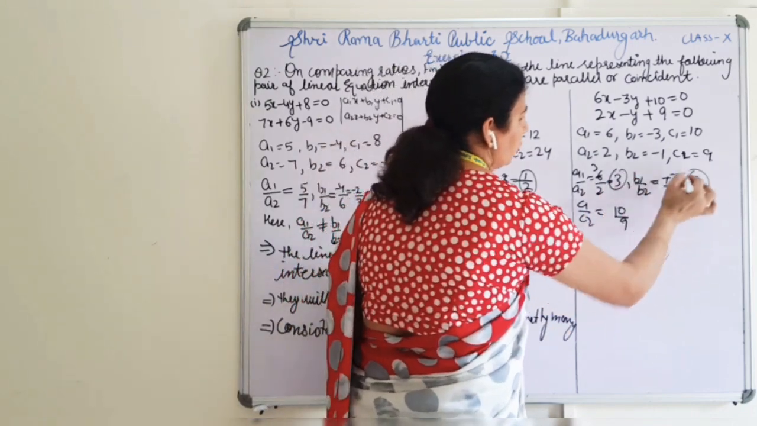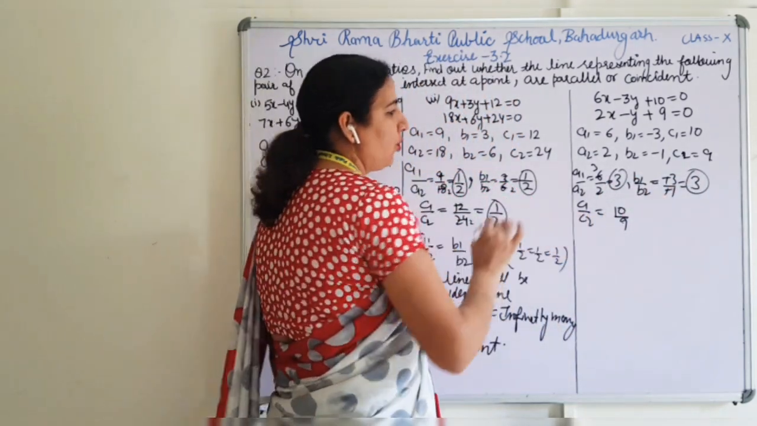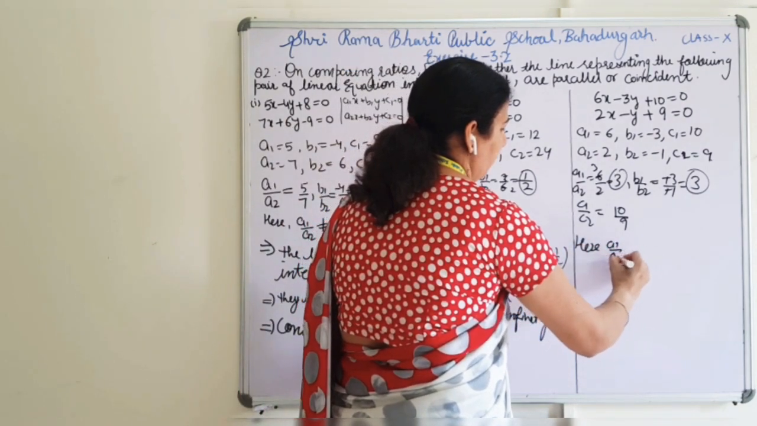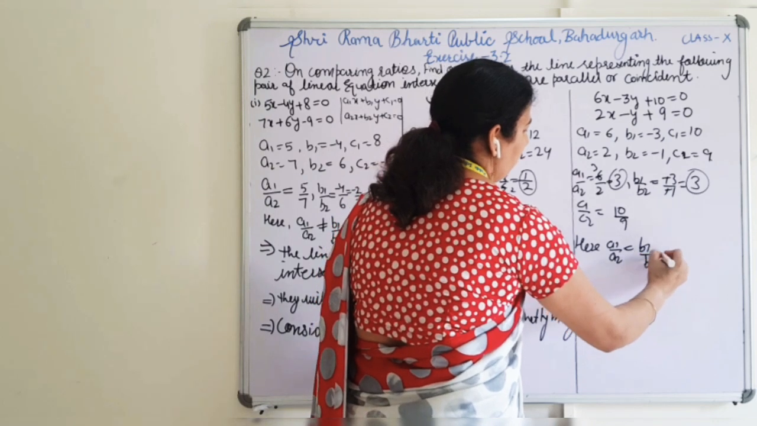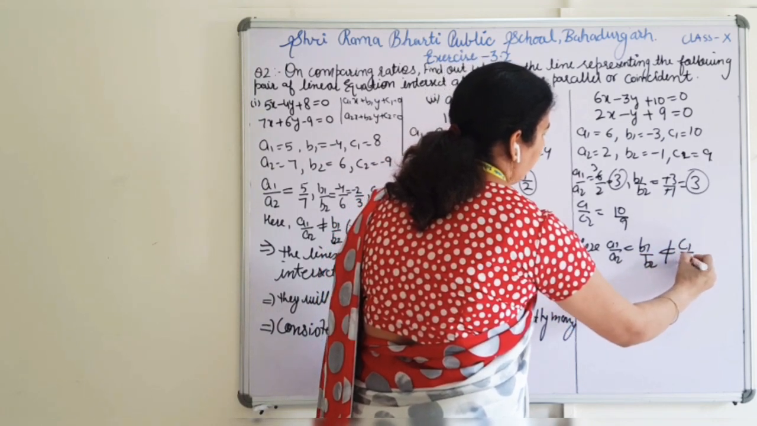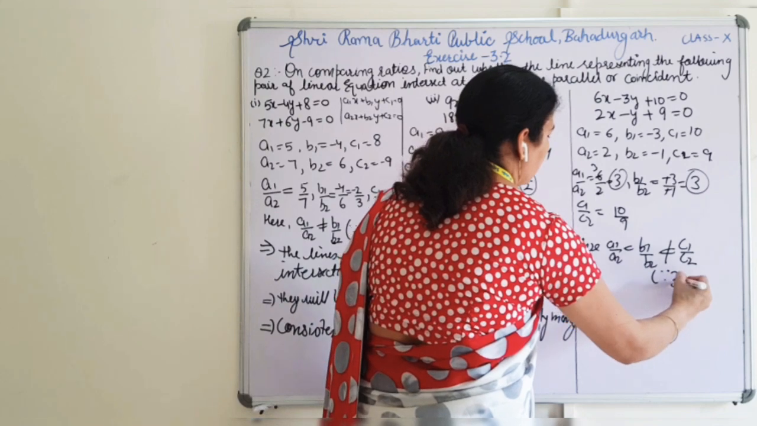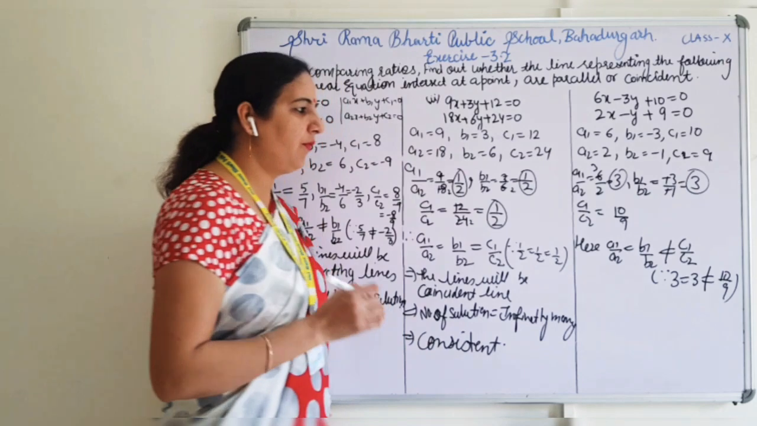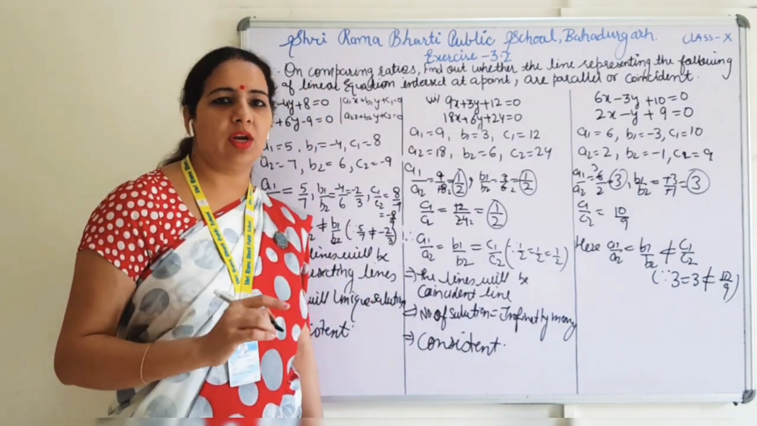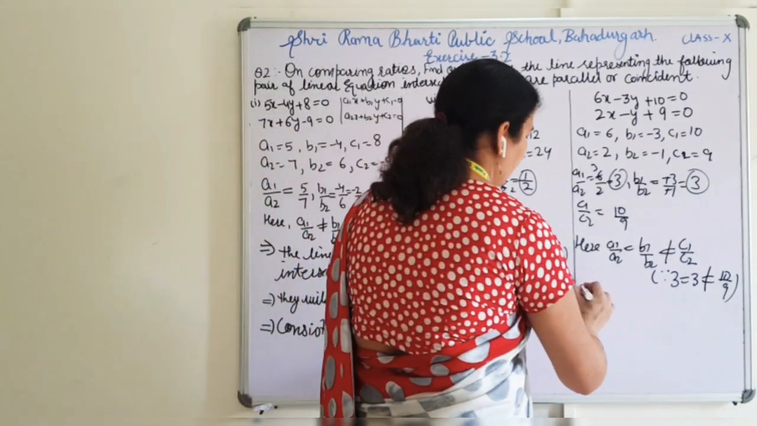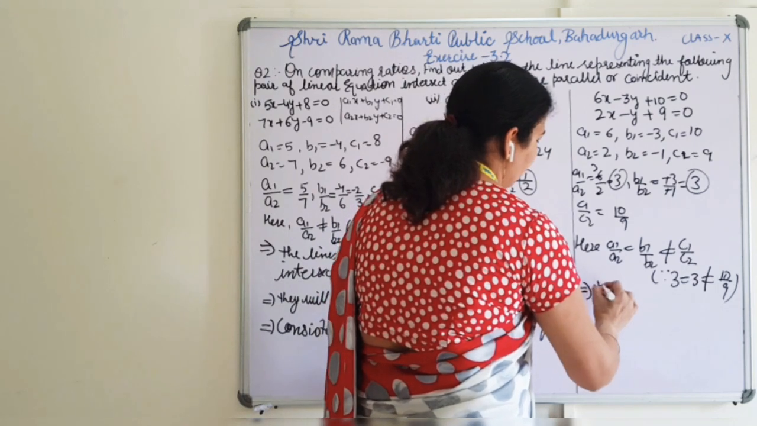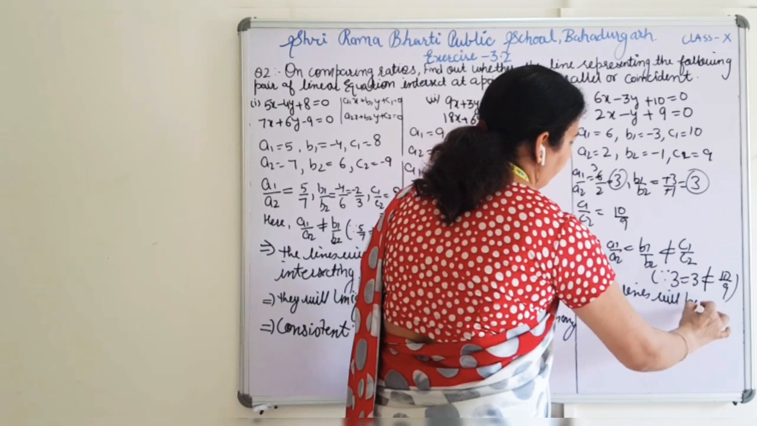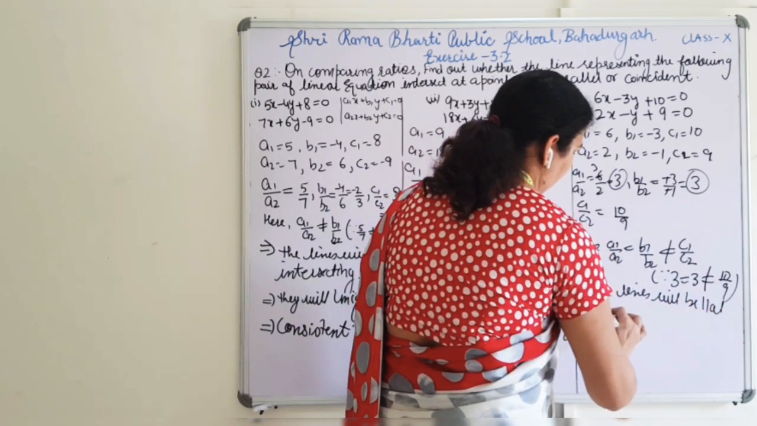3 and 3, these first two are equal. The third one is not equal. So here a1 upon a2 is equal to b1 upon b2 but not equal to c1 upon c2. The reason is that 3 equals 3 but not equal to 10 upon 9. So if the first two are equal and one is not equal, what will we write? This implies the lines will be parallel lines.